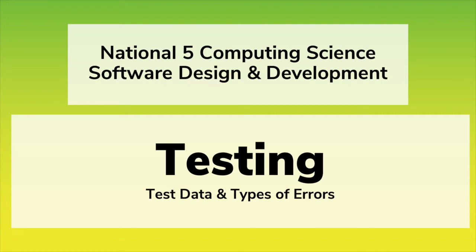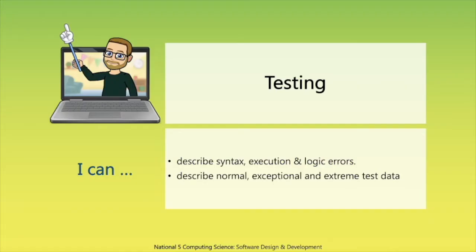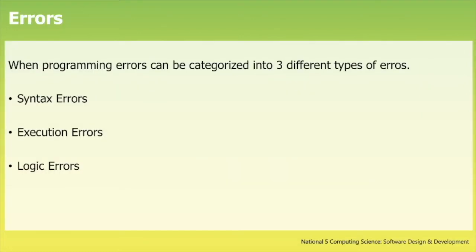In this video we're going to look at the testing topic within the Software Design and Development Unit for National 5 Computing Science. Once you've built the program, you then need to test it. And in the process of testing it, you will identify syntax, execution and logic errors, and you will use normal, exceptional and extreme data to help you do your testing. So let's have a look at the errors first.